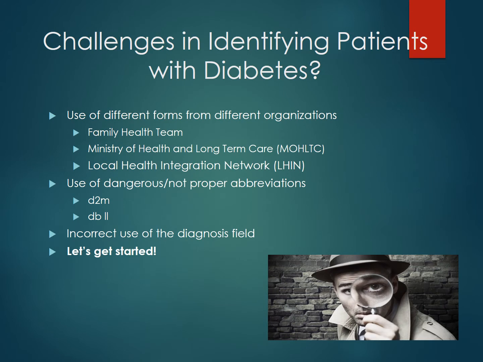After investigation, it has been determined that the challenges in proper identification of diabetic patients can be attributed to several key issues. The healthcare team uses forms in the electronic medical record to track patients with diabetes, but there are different versions of the forms from different organizations. Some physicians use a form from the family health team, while others use the form from the Ministry of Health and Long-Term Care, and others use a form created by the Local Health Integration Network.